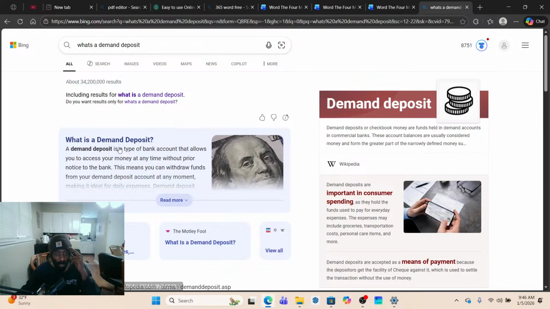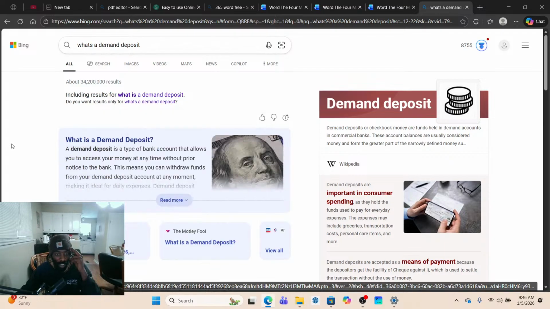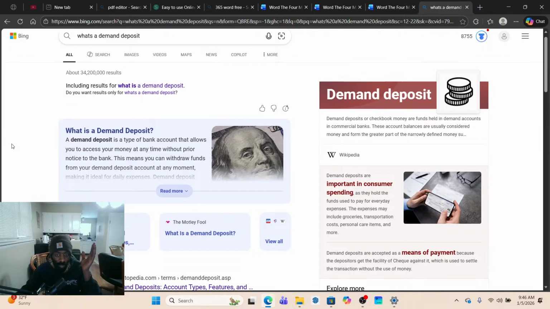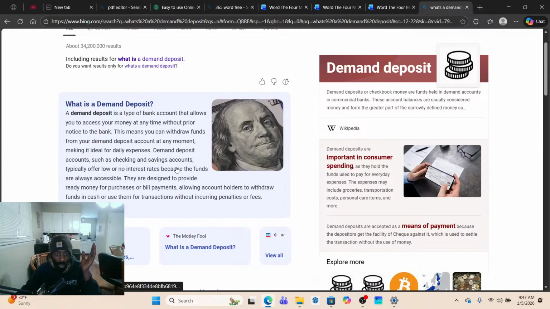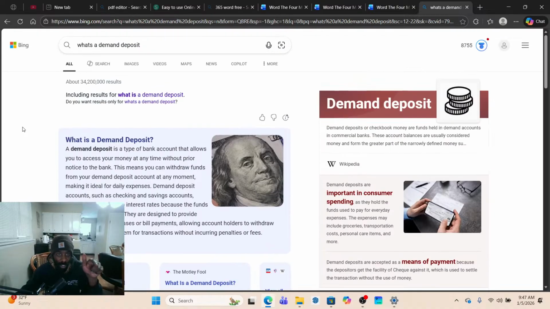A demand deposit is a type of bank account that allows you to access your money at any time without prior notice to the bank. This means that you can withdraw funds from your demand account at any moment, making it ideal for daily expenses. Demand deposit accounts such as checking and savings accounts typically offer low or no interest rates. Okay, that's what they say.